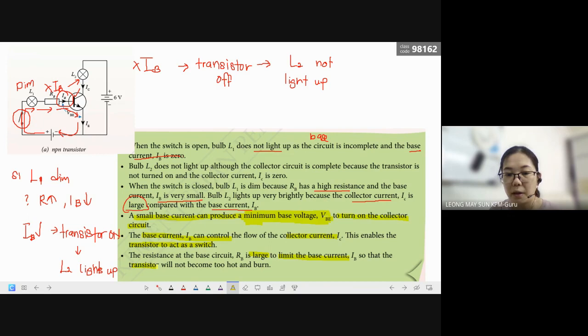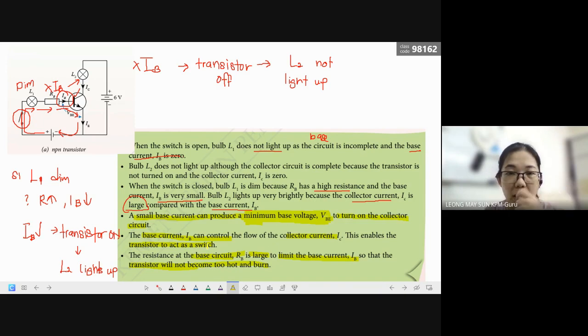The resistance in the base circuit is very large so that it limits the base current, so that the transistor will not become too hot or burn. So that's the main reason why the resistance has to be high and the base current has to be low, so that the transistor will not become too hot and burn. Please do take note that transistors are in a lot of our electronic devices. I'm sure you don't want your handphones or your laptop suddenly starting to burn, right? So that's the reason why in the transistor part, they have to have a large resistor at the base circuit so that it can limit the base current flowing through it.